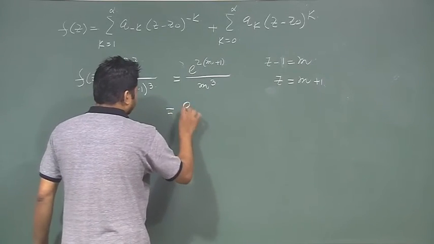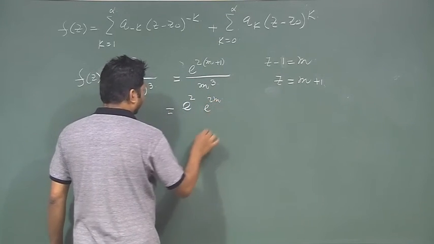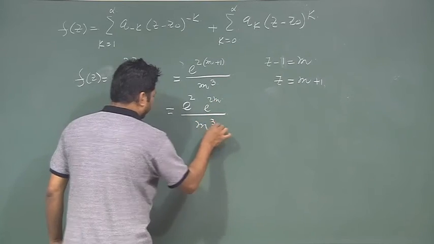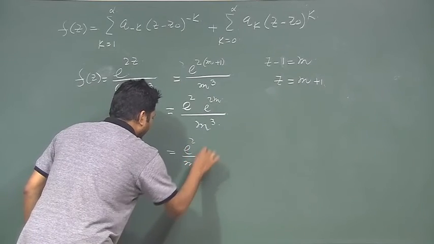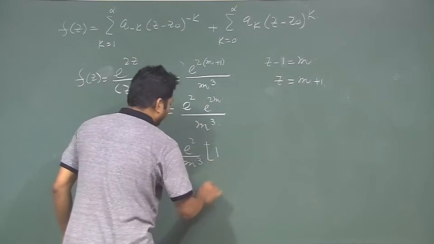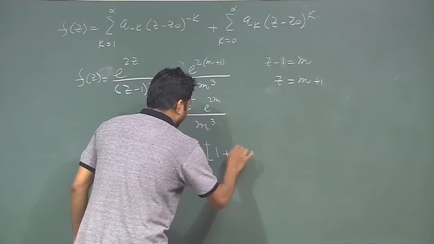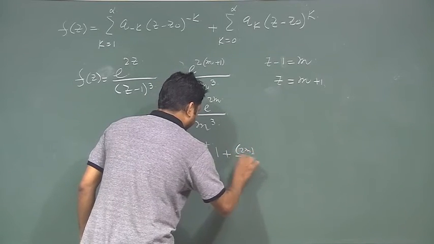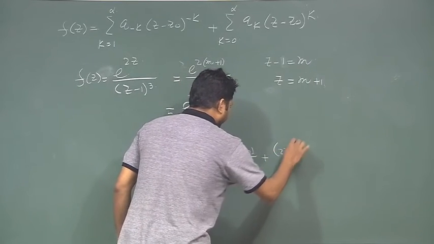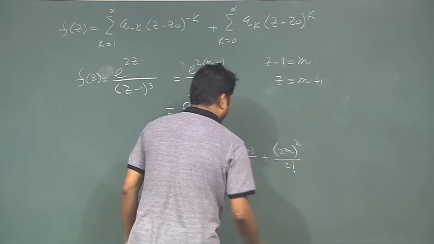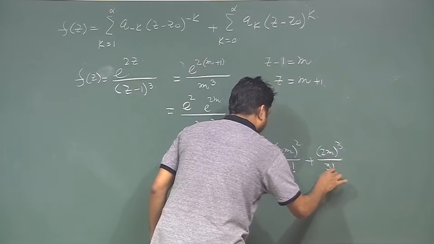Then I will have e to the power of 2 multiplied by e to the power of 2m, divided by m cube. Then I can expand. So, e to the power of 2 divided by m cube, and I expand for this. The first term will be 1, the second term will be 2m divided by factorial 1, the third term is 2 m square by factorial 2, then 2 m cube by factorial 3, and so on.